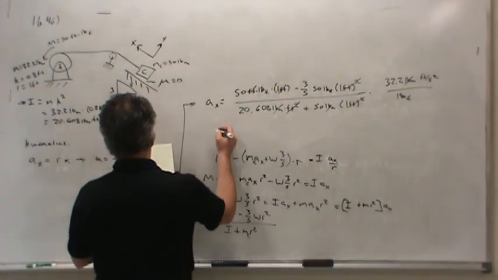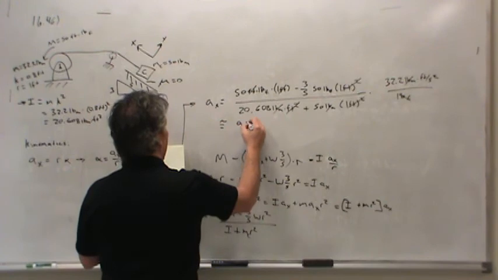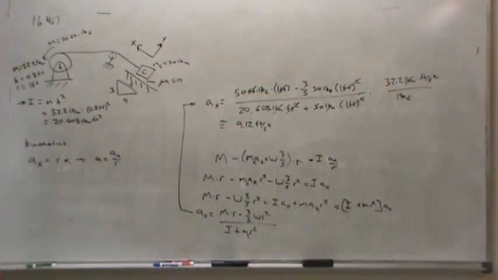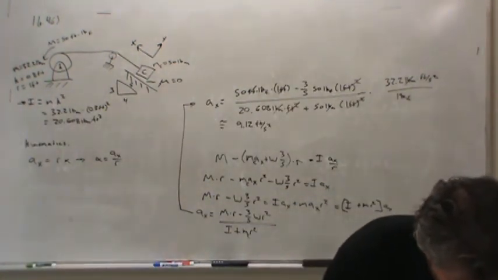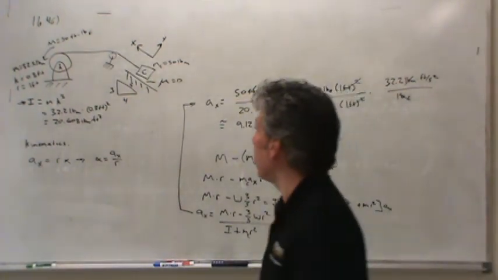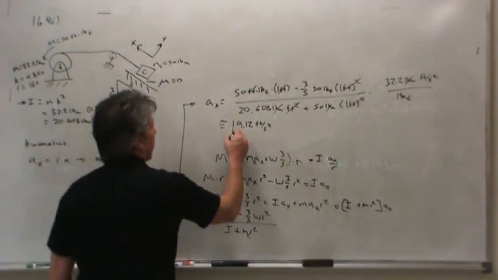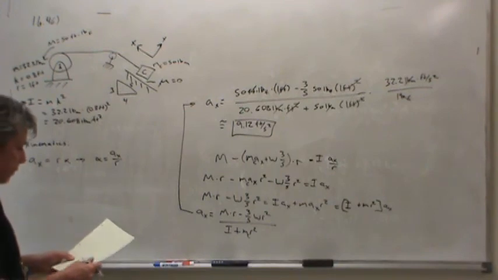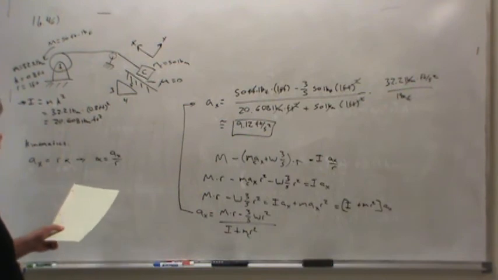If you plug all this into your calculator, you'll find that the acceleration in the x direction is about 9.12 feet per second squared. And I don't even remember what they were asking for. Let's see, what did they ask for? Determine the acceleration of block C and the tension in the cable. So the acceleration of block C, we've done that, that's right here, 9.12 feet per second squared. But what about the tension in the cable?